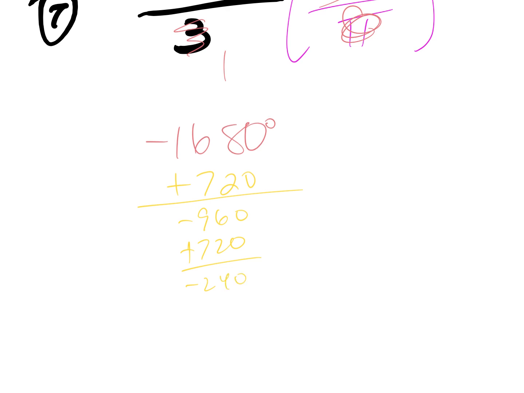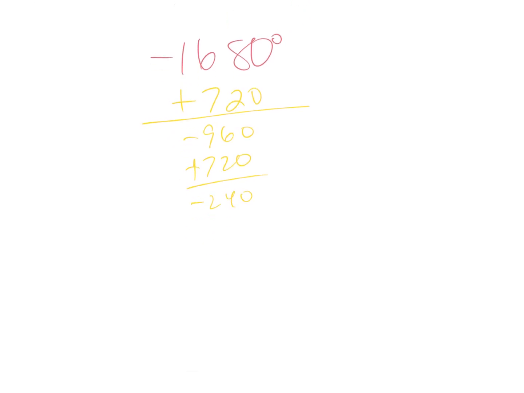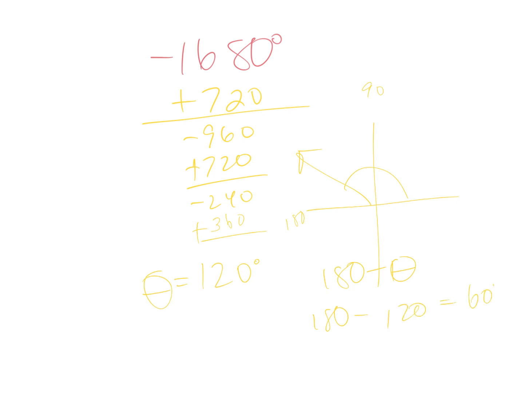I'm still not between 0 and 360. So now I'm just going to add 1 circle. What's negative 240 plus 360? 120 degrees. All right. We have not found our reference angle yet. We just now know what theta is, what we're using now to find the reference. So give yourself a little picture. Here's 90 and here's 180. 120 is in which quadrant? Quadrant 2. What's the rule for 2? 180 minus theta. So 180 minus 120 gives me 60 degrees.